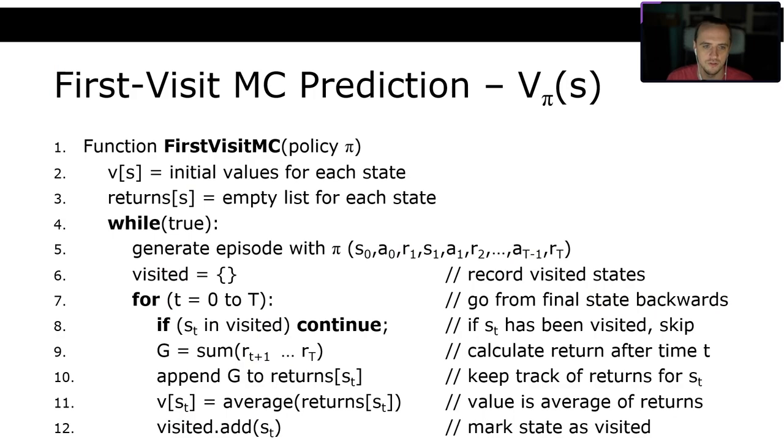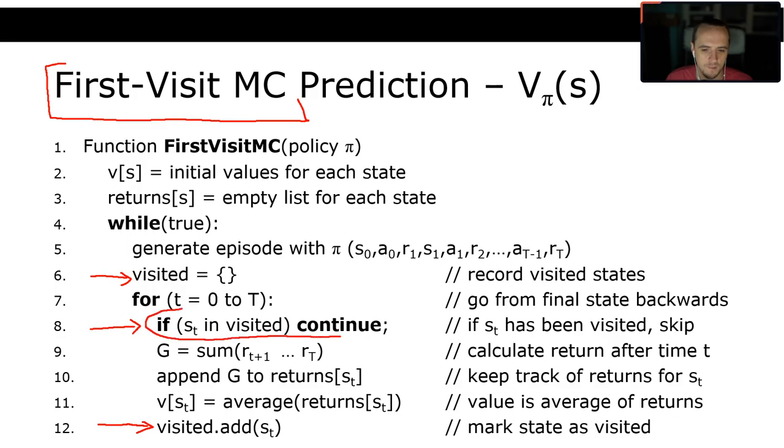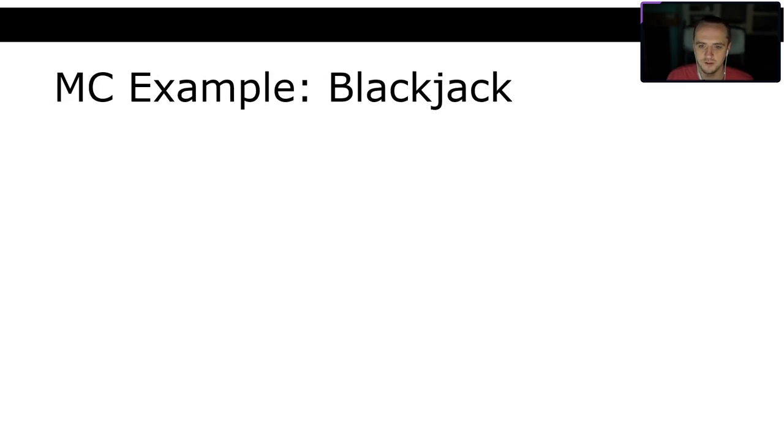So this is every visit MC. And there's another algorithm called first visit MC. The only difference between that one and this one, if you see, there's three lines here. So this line is different, this line is different, and this line is different. First visit MC is just like it sounds: we keep track of all the states visited, and we are only going to update values the first time we see a state. So here, we're just keeping track of the states that we visited. If the current state in the loop is already visited, then we continue. We no longer update its value. Okay?